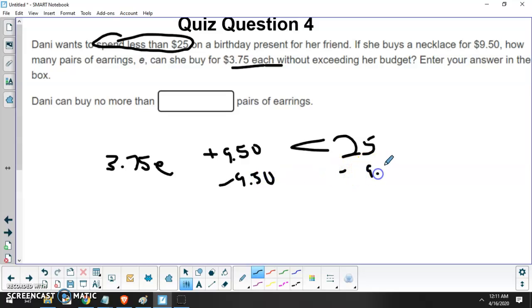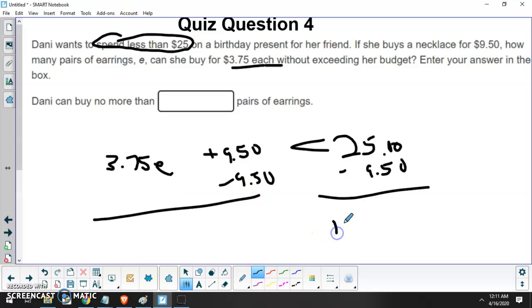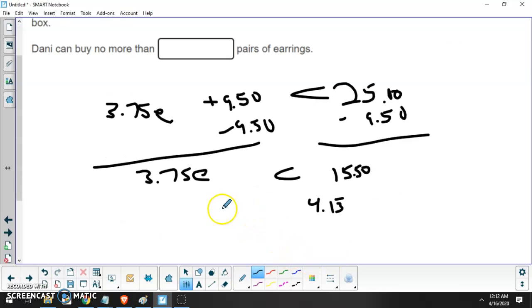25 minus 9.50. Once again, you'd have to borrow, line up your decimal points when you're subtracting here. All right, so I don't mind if you guys use a calculator, but I mean you should be able to subtract this without a calculator. Okay, so we got 15.50, and we have 3.75 E. All right, now we need to get rid of the 3.75, so we're going to divide both sides by 3.75. And we get 4.13 repeating here, okay?